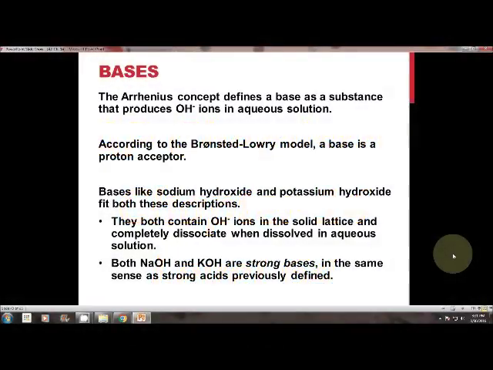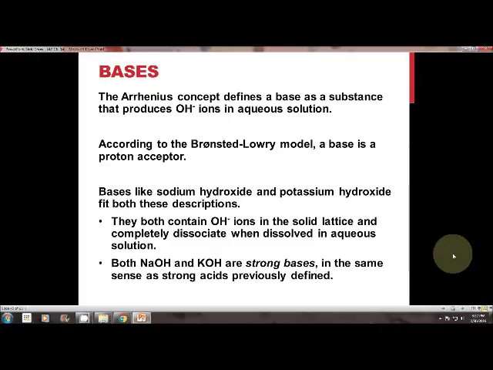About bases, where level 63 was all about acids. Okay, so the Arrhenius concept defined a base as a substance that produces hydroxide ions in aqueous solution, and the Bronsted-Lowry told us that bases are a proton acceptor, meaning they get that H+1. So bases like sodium hydroxide and potassium hydroxide fit both of these descriptions because they both contain hydroxides, and they completely dissociate when dissolved in aqueous solution.